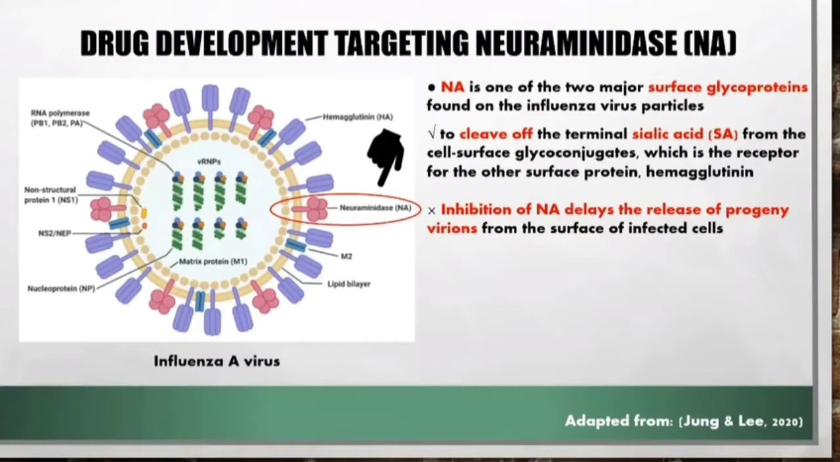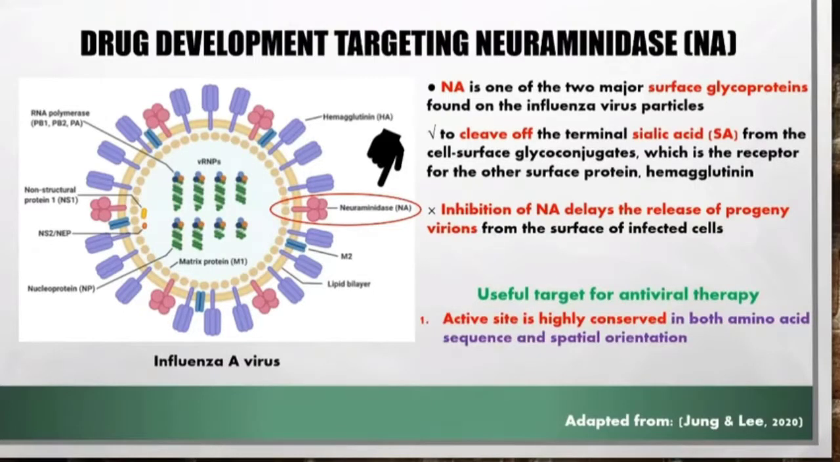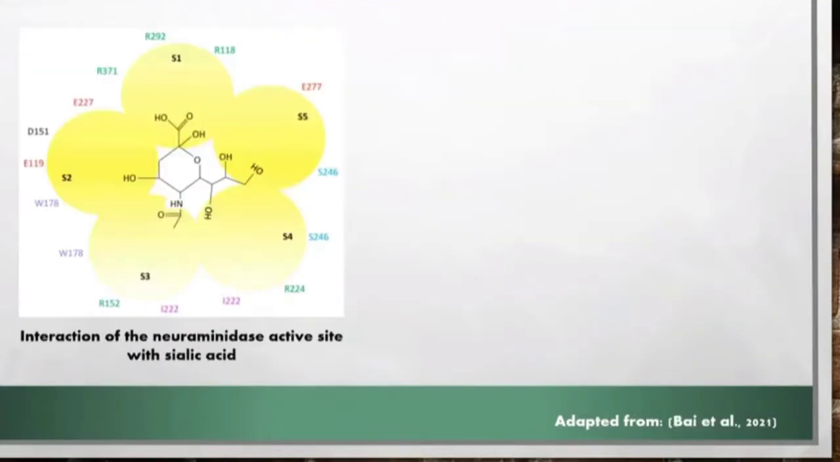cells. Therefore, there is a drug development targeting the neuraminidase protein, as it is proven to be a useful target for antiviral therapy because its active site is highly conserved in both amino acid sequence and spatial orientation, as well as it is prominently located on the surface of the virion, so it will be easier to be targeted by the neuraminidase inhibitors.